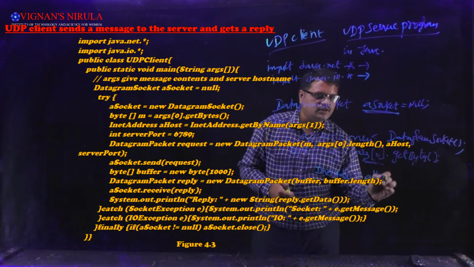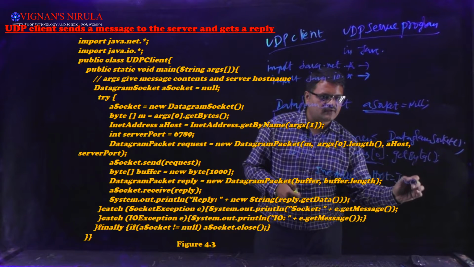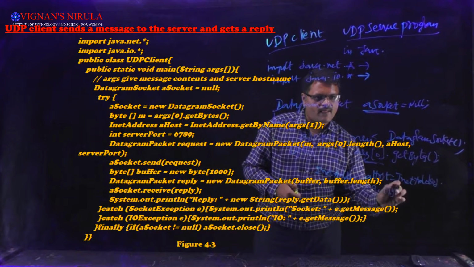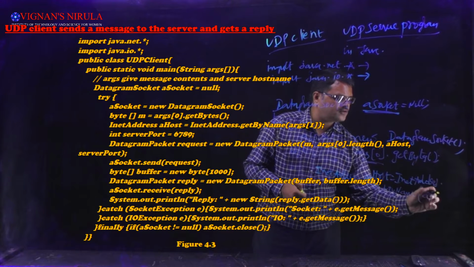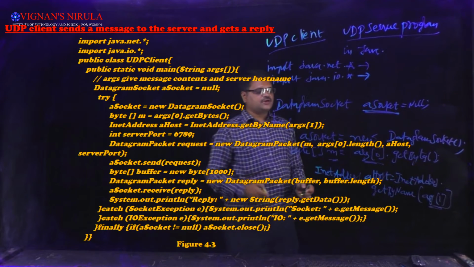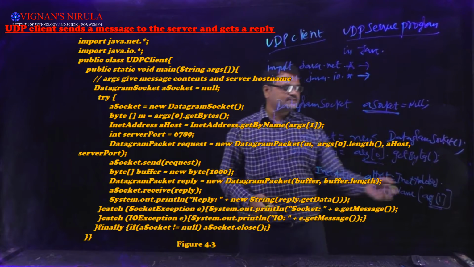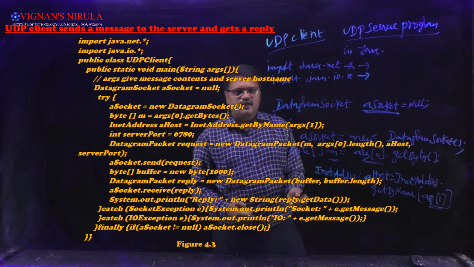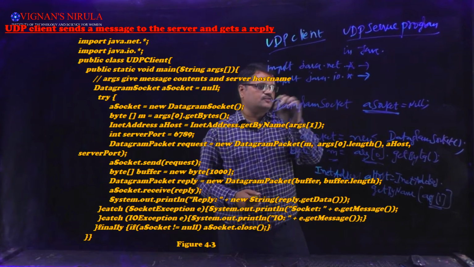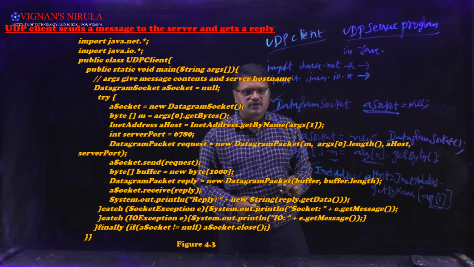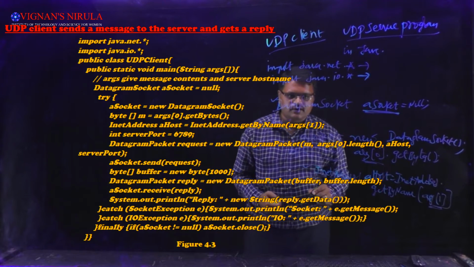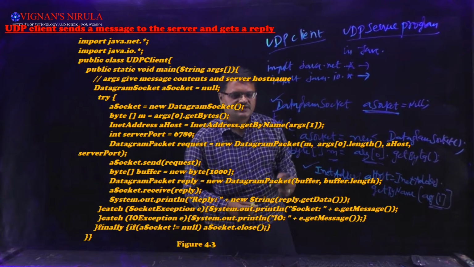aHost equal to InetAddress.getByName, args[1]. Okay, so whatever the IP address of the server, args[1] means the second argument. Now we know the socket, DatagramSocket, and we know the InetAddress. Okay, so two we know. Next is aHost, so aSocket.send in brackets request.